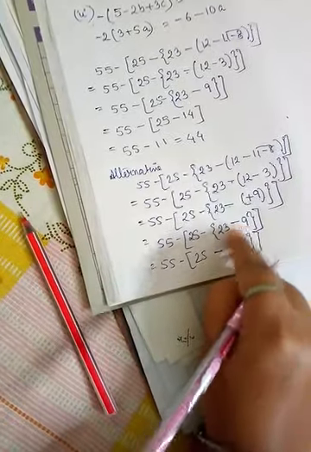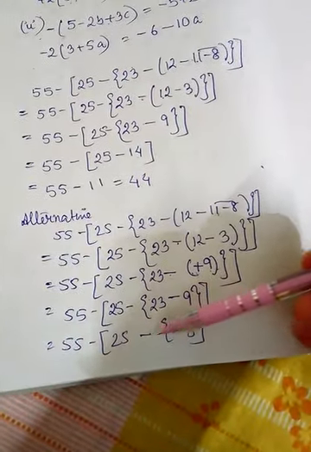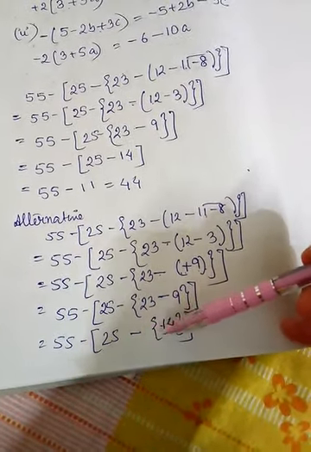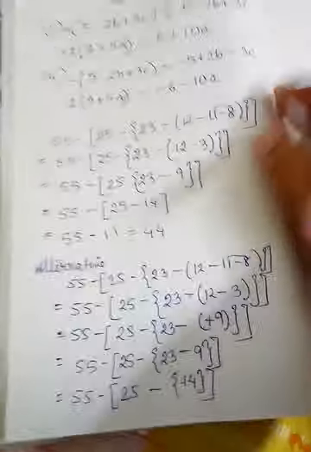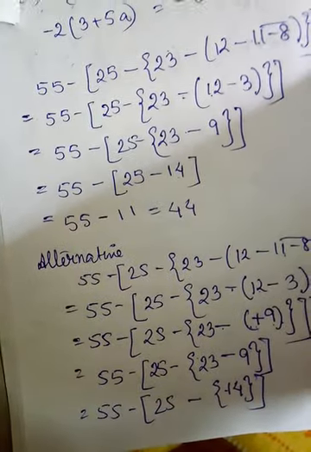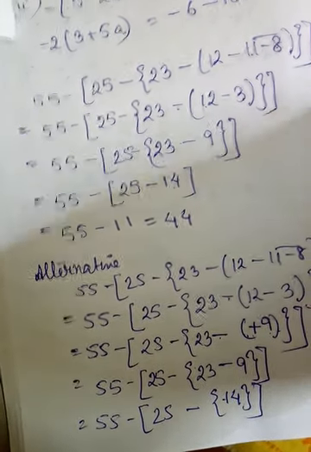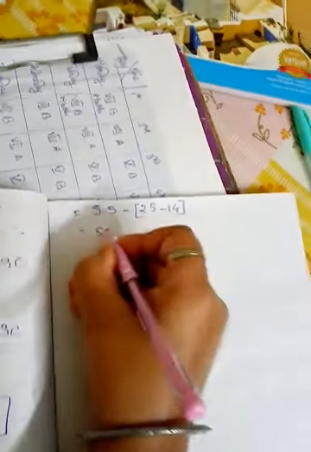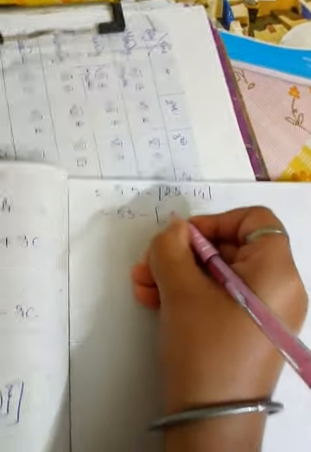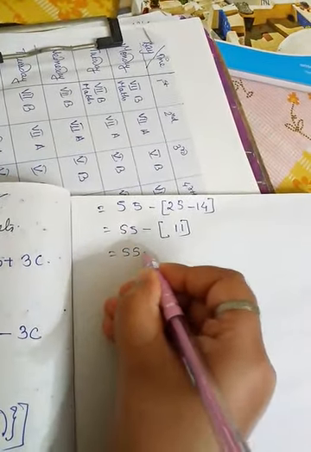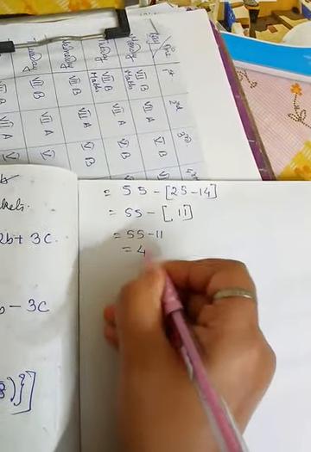Just keep that bracket in which you are solving and introduce the number that has to be done. So again you see, this is positive and the sign before the bracket is negative. So the sign inside the bracket will be changed when we will be removing it. So it will be 55 minus 25 minus 14. So this will be 55 minus 11. Again, this is positive and the sign before the bracket is negative. So it will become 55 minus 11 and it will be 44.